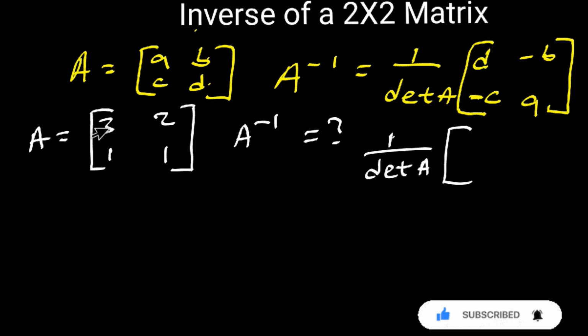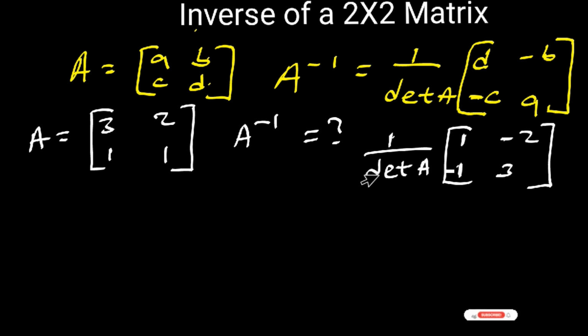So this 3 and 1, we are going to switch it. So we have 1 and then 3, and then we are going to add negative signs to these 2 and 1 while they retain their normal position. So this is 2 and 1.